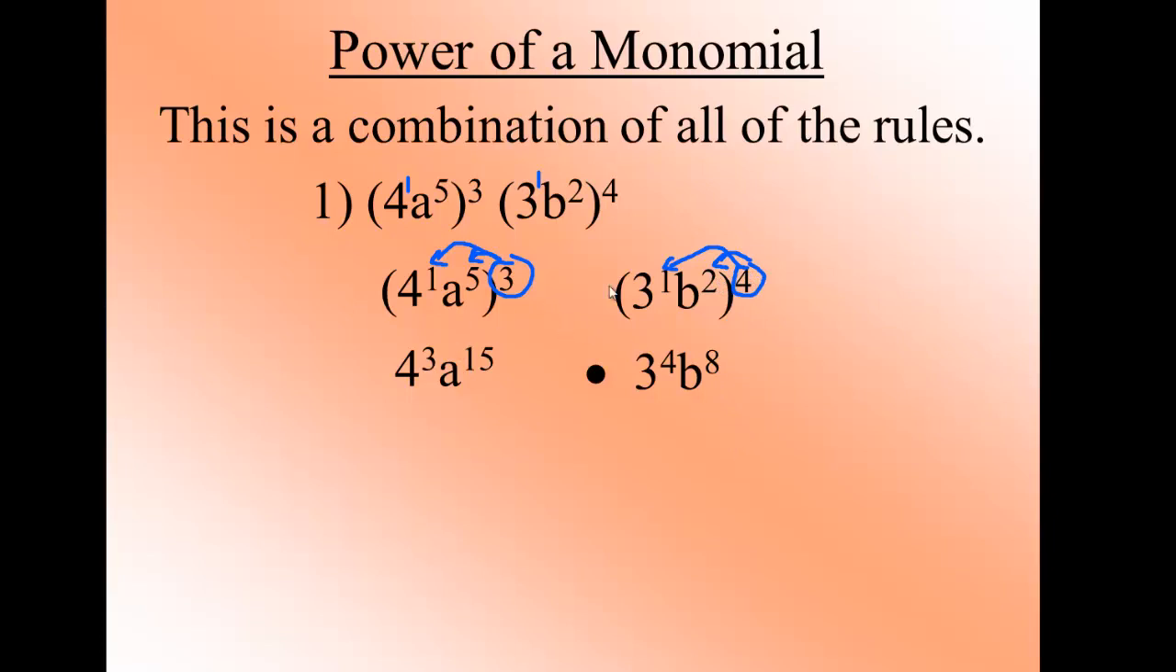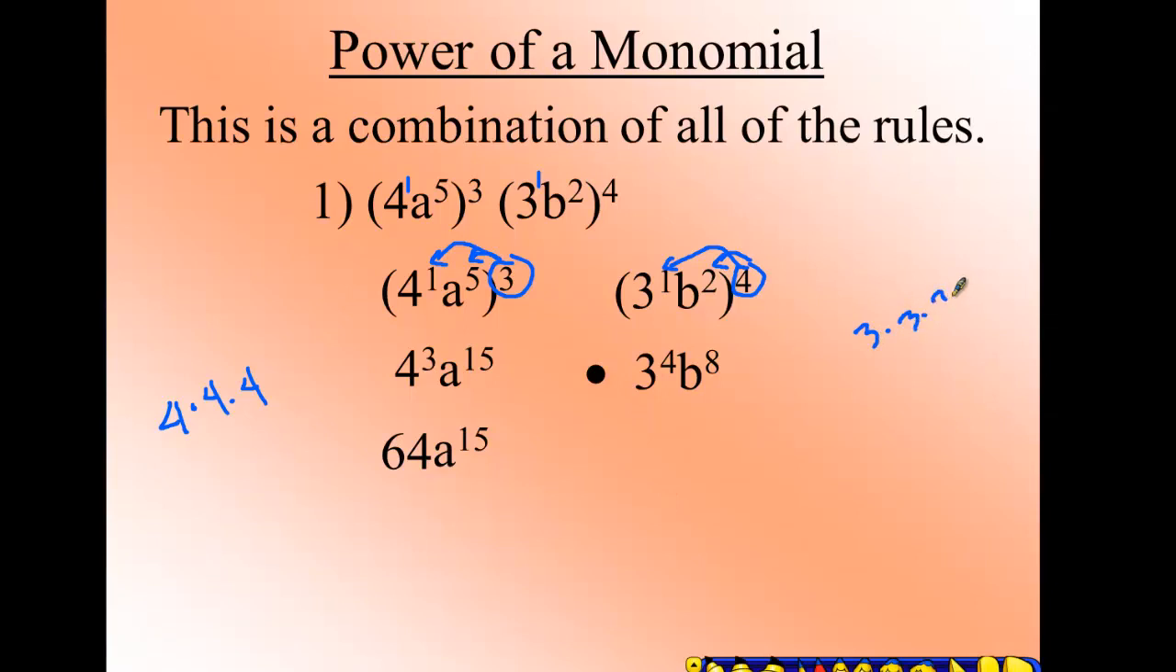Next, we are going to simplify 4 raised to 3. Remember, that's 4 times 4 times 4. That will give us 64. Bring down a15. 3 raised to 4 means 3 times 3 times 3 times 3, which is equal to 81. Bring down your b8.